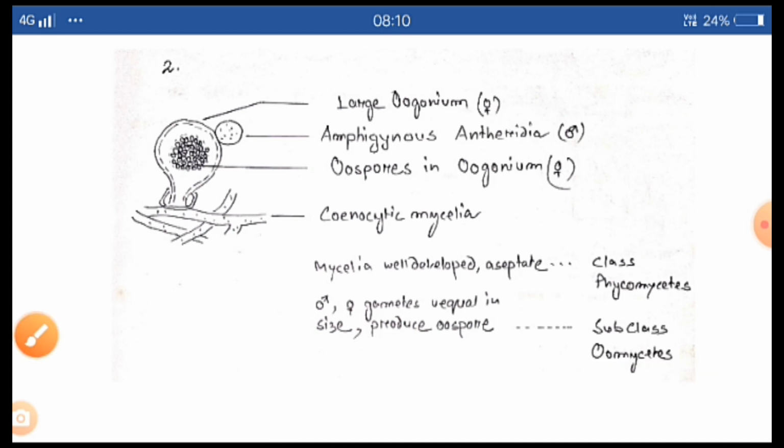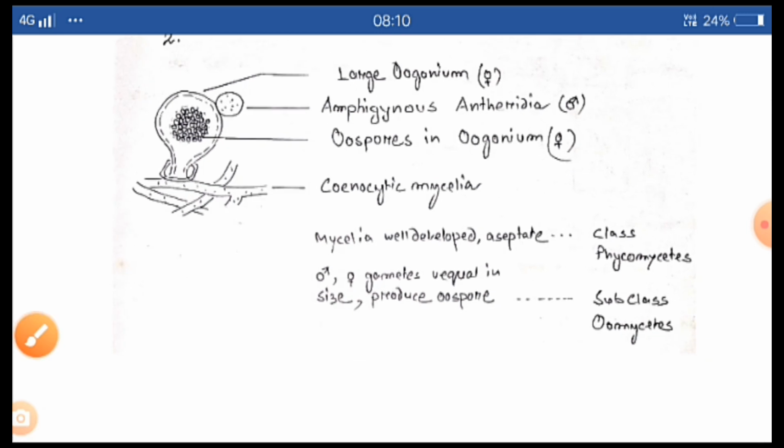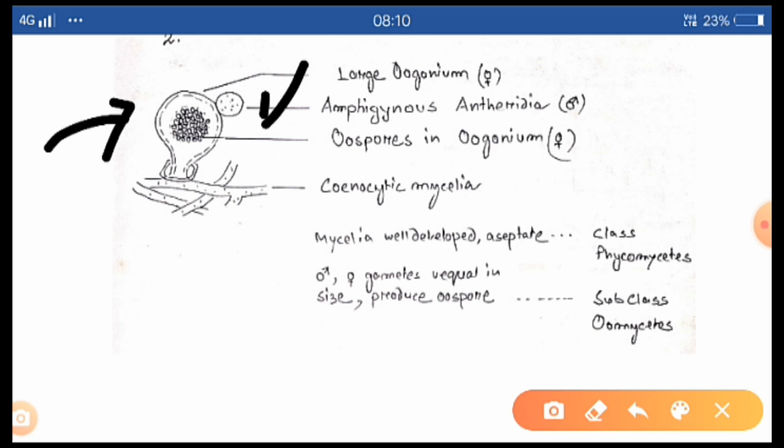Here the sex units combine together to form oospores, and oospores are formed inside the large unit.